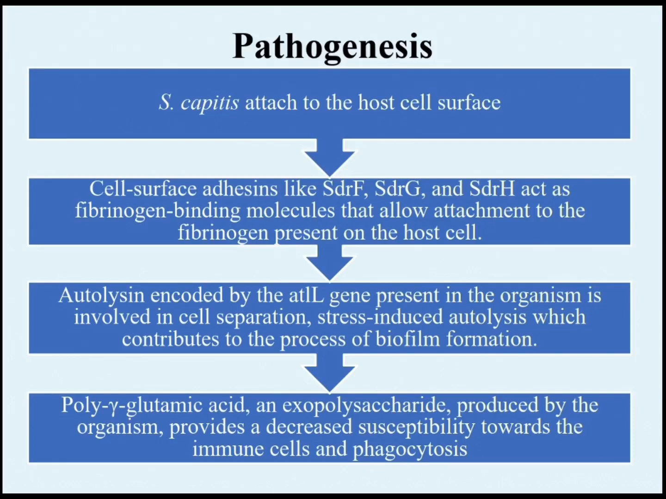Pathogenesis. Staphylococcus capitis initially attaches to the host cell surface. Cell surface adhesins like SdrF, SdrG, and SdrH act as fibrinogen-binding molecules, which allow attachment to the fibrinogen present on the host cell. Autolysin encoded by the atlL gene present in the organism is involved in cell separation and stress-induced autolysis, which contributes to the process of biofilm formation. Poly-gamma-glutamic acid, an exopolysaccharide produced by the organism, provides decreased susceptibility to immune cells and phagocytosis.